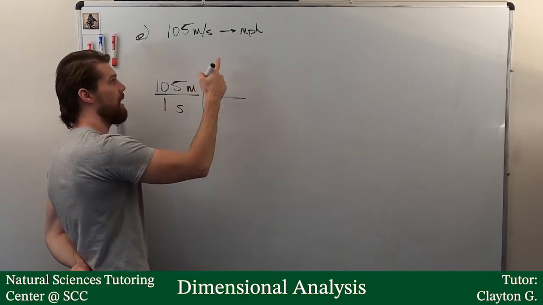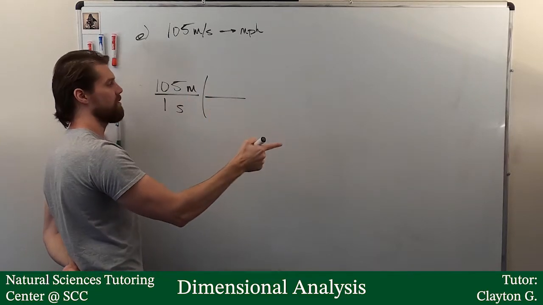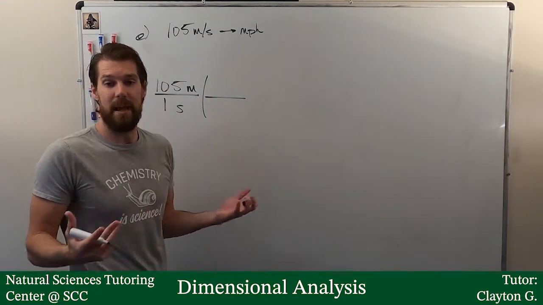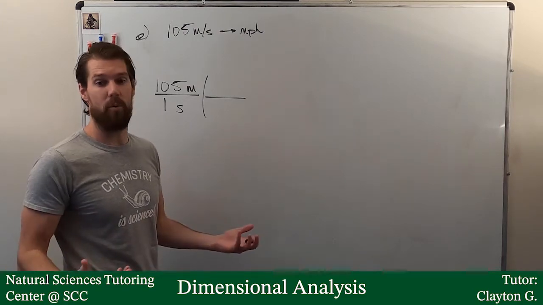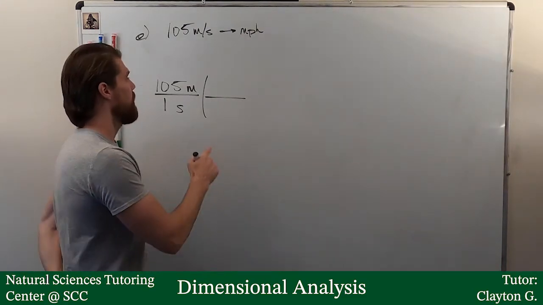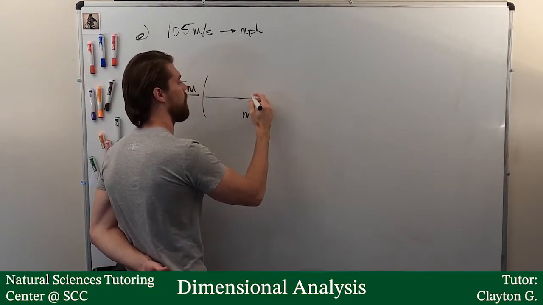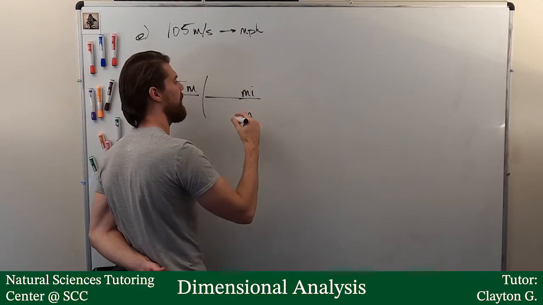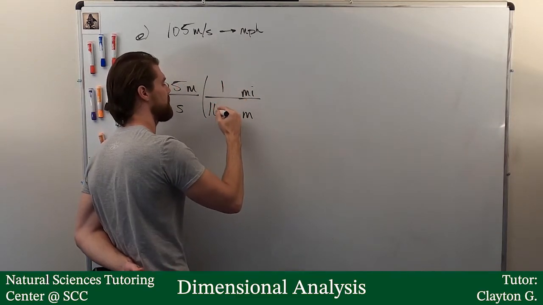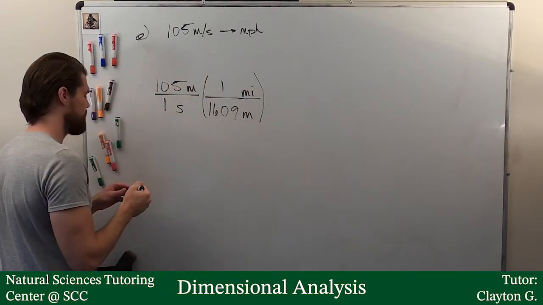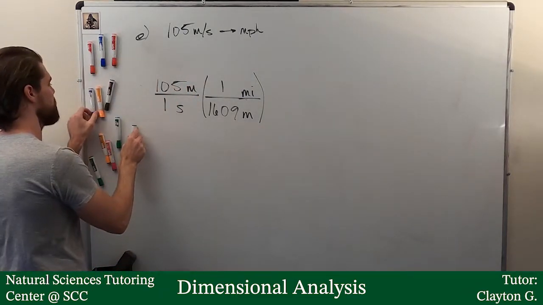So meters to miles, seconds to hours. Those are just 2 separate things, and I'll address them separately. It's not a big deal. I can do them in whatever order I want. I'll do meters first. So I know I need to divide by meters, and I'm going to go to miles. For every 1 mile, we have 1609 meters. All right? So that takes care of our meters.